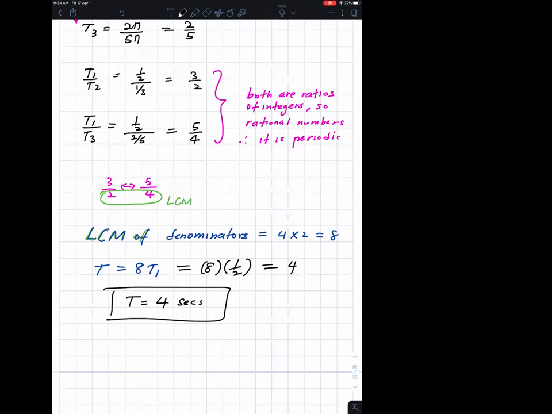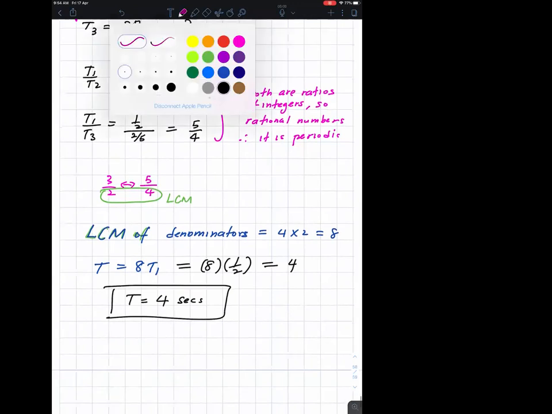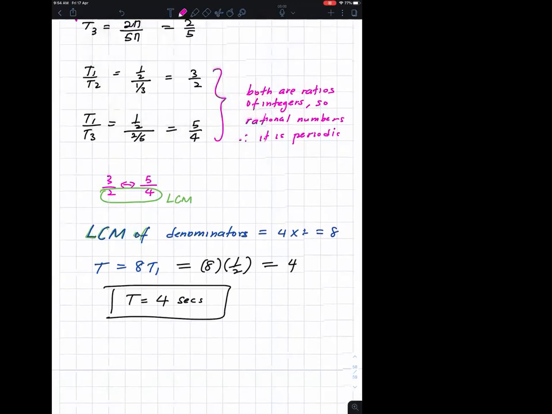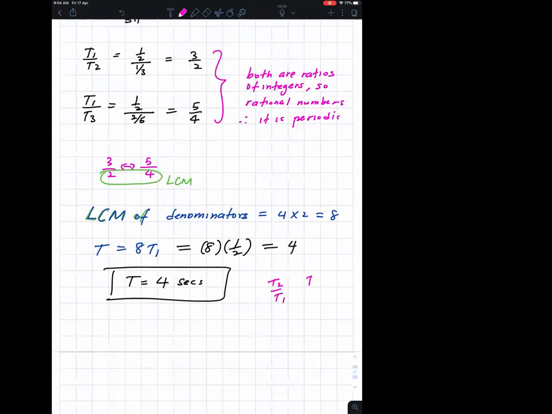I have a question. If I put T equal to 8T2 or 8T3, is it correct? It won't be correct because your T1 is the reference here. If you want to know, you can try this. If you want to put 8T2, then you have to compare T2 with T1 and then T2 with T3. You can try it. You can get the same answer. Okay, sir. Got it. So just keep it as T1, the first one. It'll be easy to remember.